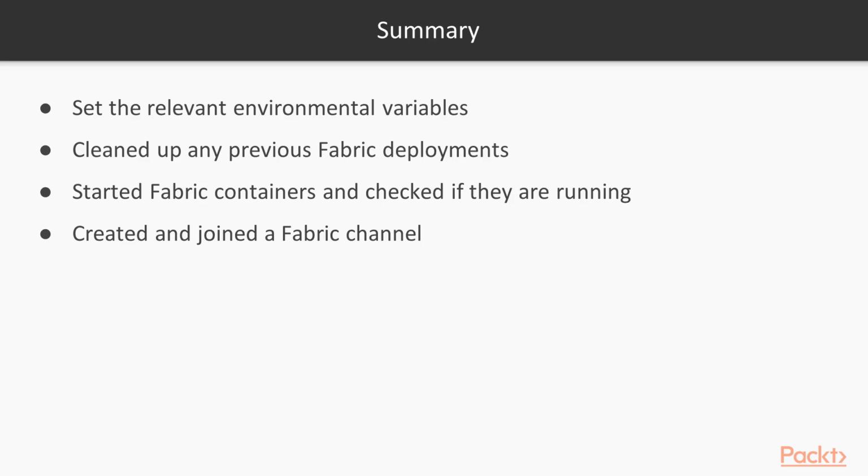In this video, we set up the relevant environment variables to specify the Fabric version we want to use. We cleaned up any previous Fabric deployments we had. We then started the Fabric containers and checked that they are running by examining their logs. And finally, we created a new Fabric channel and joined our peer to it.